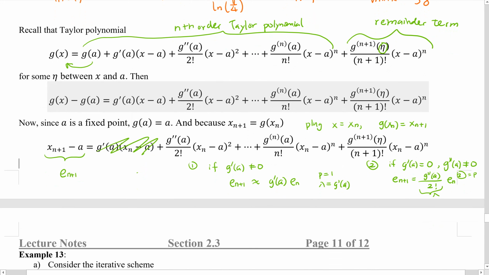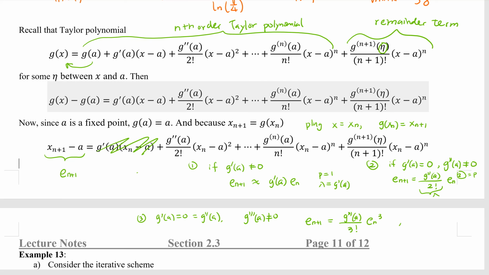If we keep going, then you will see if g prime is 0 and g double prime is also 0, and let's say g triple prime is not 0, then we will get e_{n+1} equals g triple prime over 3 factorial times e_n cubed. So in this case, p equals 3, lambda equals g triple prime evaluated at a over 3 factorial. See? So this actually tells us more information. Okay, compare with the fixed point theorem.